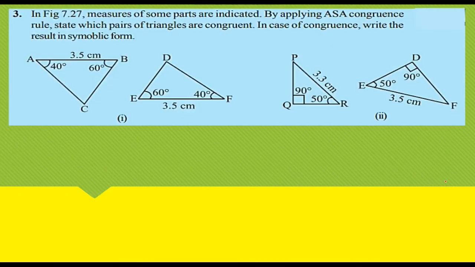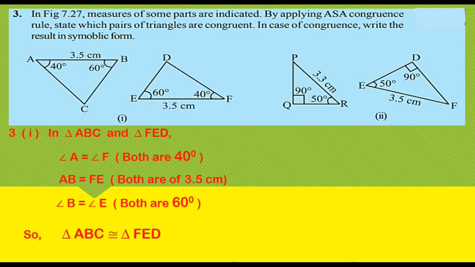Question number 3. It is having 4 parts. First part, you can see triangle ABC and triangle FED are given, in which angle A is equal to angle F. Both are given 40 degree. Next is side AB equal to side FE. Both have equal measure of 3.5 centimeter. And angle B is equal to angle E. Both measure 60 degree. So we can clearly see here angle, side, angle. So by ASA criteria we have triangle ABC congruent to triangle FED.